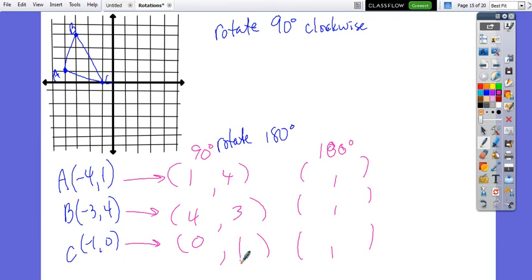Okay, 180 is the easiest of all. Just change both signs. You don't have to swap any order or anything. So what is this one? 4. Good. What's the next one? 3, -4, because you don't have to swap. And then 0. When you change the sign of 0, you don't change anything. It's the same. There's nothing to change. 0 is the same as -0.